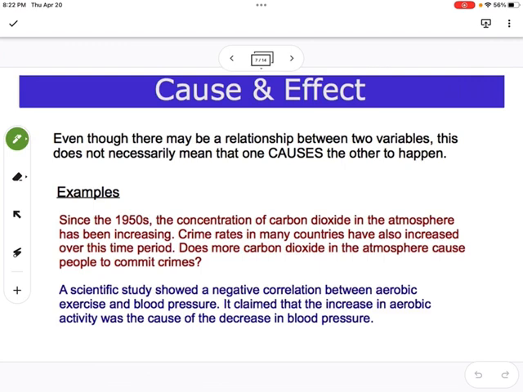Now, cause and effect. Even though there may be a relationship between two variables, this does not necessarily mean that one causes the other to happen. Okay, so examples of this. Since the 1950s, the concentration of carbon dioxide in the atmosphere has been increasing. Crime rates in many countries have also increased over this time period. Does more carbon dioxide in the atmosphere cause people to commit crimes? Okay, so this is what we're talking about, where these are both variables that are increasing, but they do not have anything in common. There's no connection here.